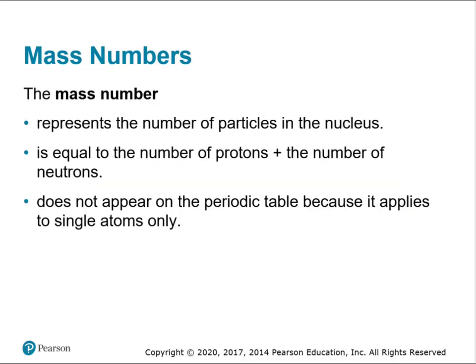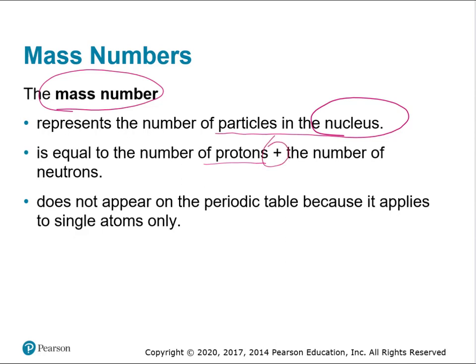Then we have the mass number. The mass number represents the number of particles in the nucleus, and if you remember, what is in the nucleus is the number of protons and the number of neutrons. The mass number does not appear on the periodic table because it applies to single atoms only. Protons plus neutrons are whole numbers, so the mass number is always a whole number. On the periodic table, the number there is a decimal number, and we'll get more into that in just a minute.